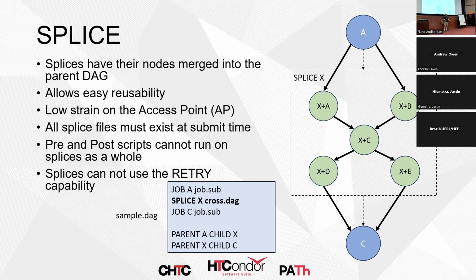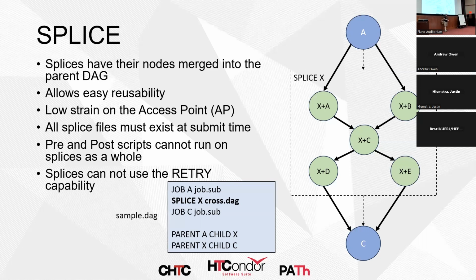This is really good for reusability. Maybe you have a micro workflow that you need to do 50 times in a DAG rather than writing 50 nodes 50 times in the same DAG. You could make one DAG file and splice that in at those 50 points. This also has less strain on the AP compared to the sibling option of a sub-DAG external. We'll go into reasons in the next slide for why.